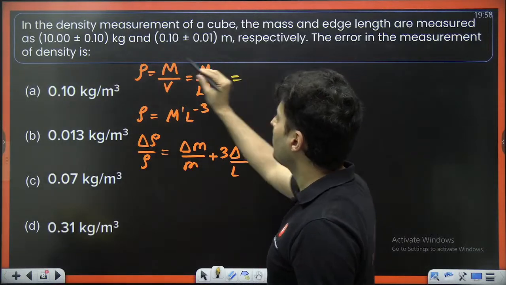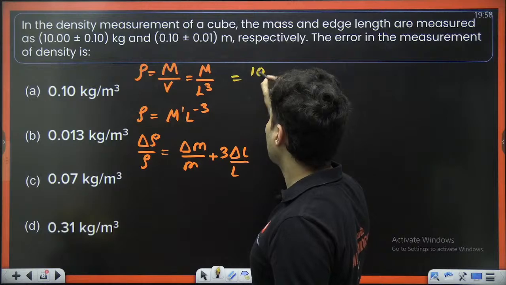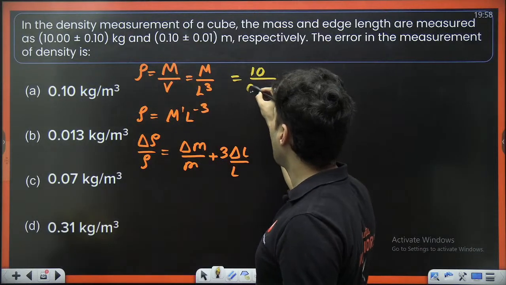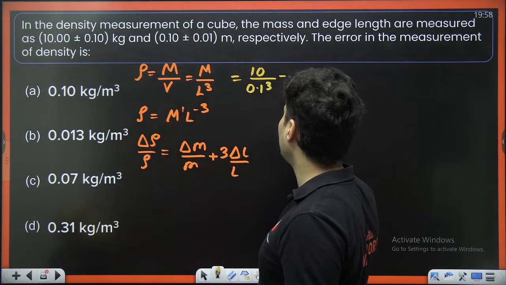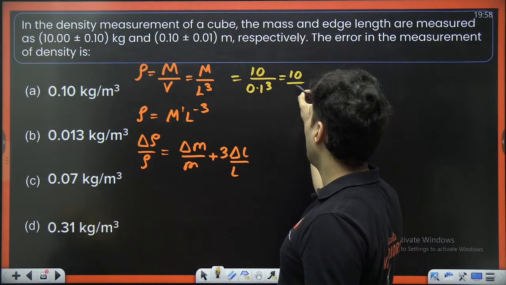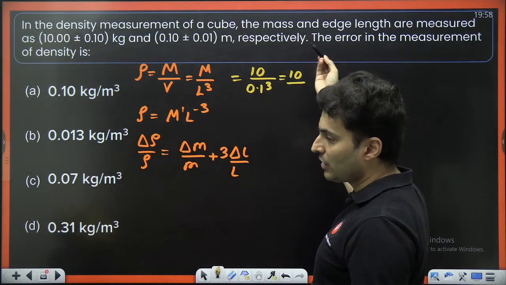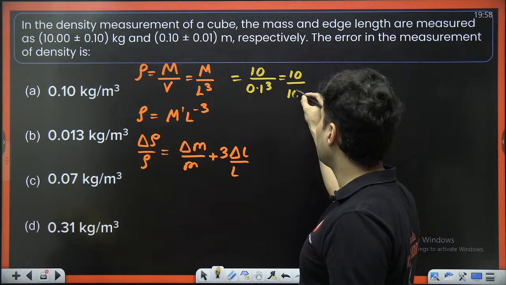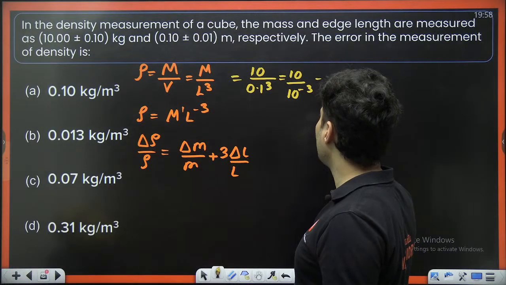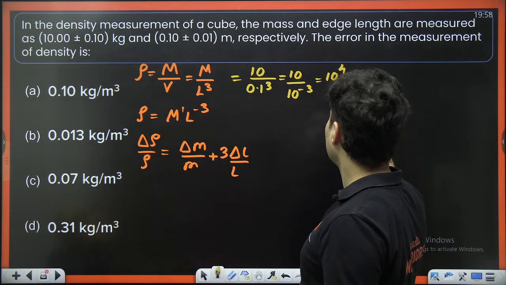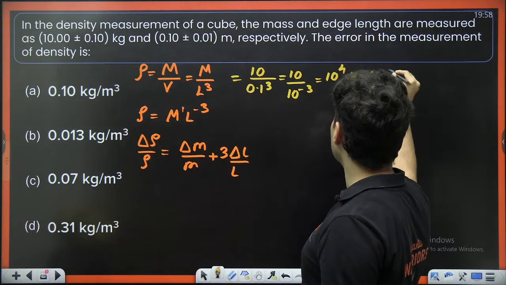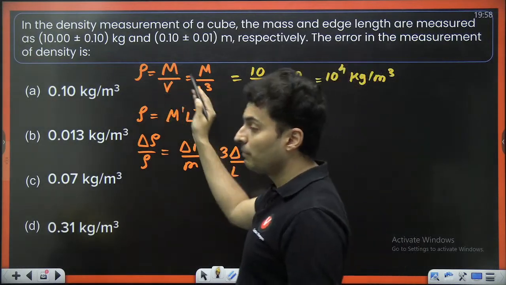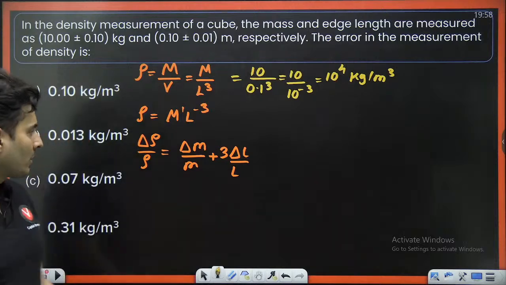Great. Now, what is density going to be? Mass by length cube. Mass is 10. Length is 0.1, but cube of it. So 10 divided by 10 raised to minus 1's cube, which will make it 10 raised to minus 3, which will make it 10 to the power 4 kg per meter cube. That's the most probable density.